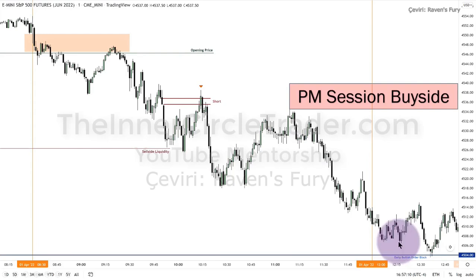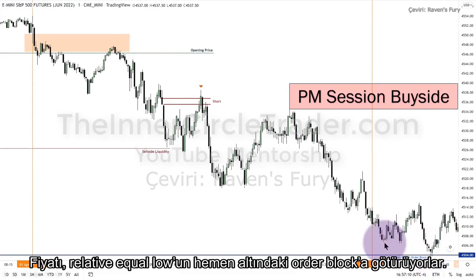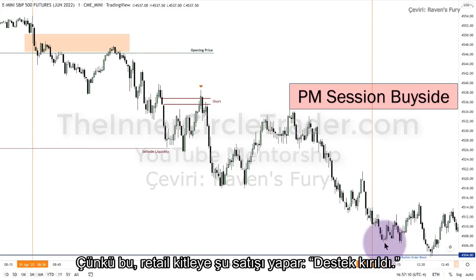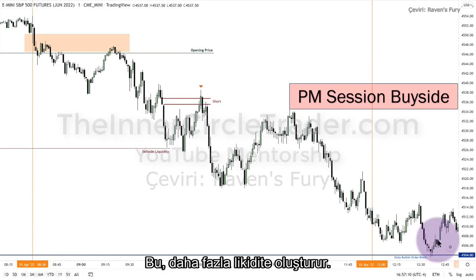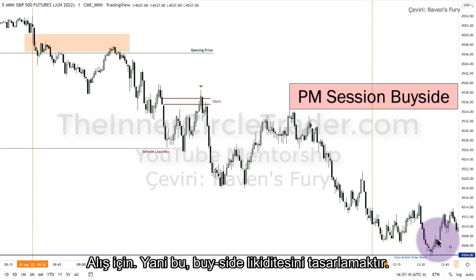Notice these relative equal lows. They take it into the order block right below those relative equal lows. Because it sells what? It sells the retail crowd that this was support broken. What are they going to want to do when it trades back up into these relative equal lows? They're going to do what? Sell, right? That creates more liquidity for buying.